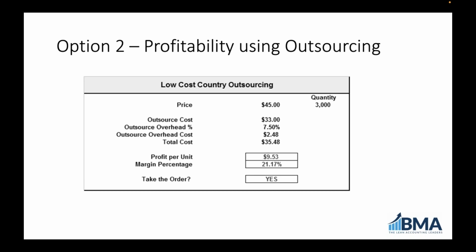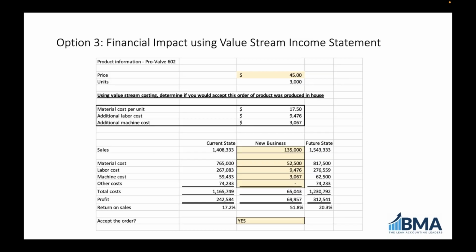But what happened is the lean people said, no, let's take a step back. Let's look at making this product in-house, but let's look at it through the lens of a value stream income statement and a box score. So here is how the value stream income statement was calculated.